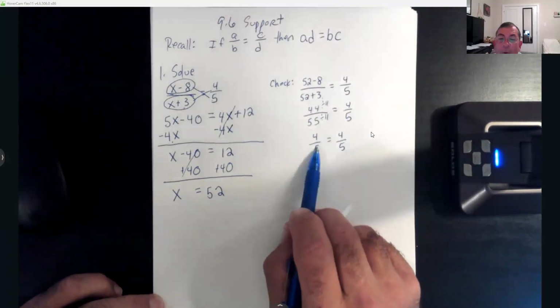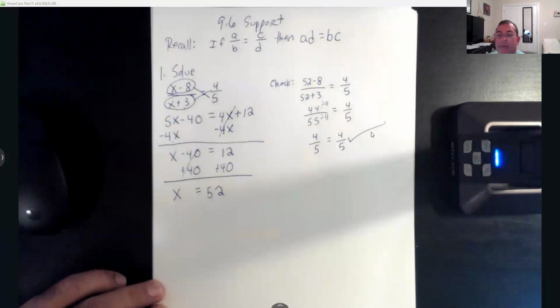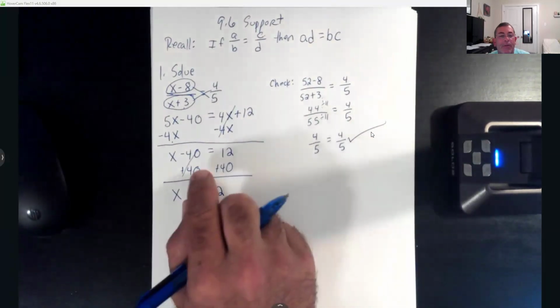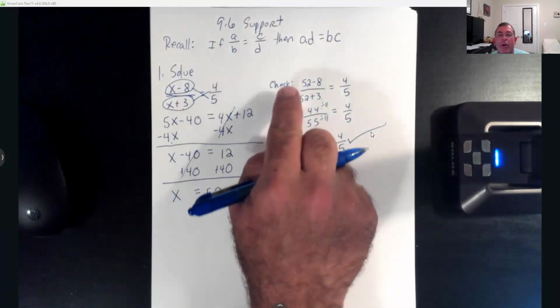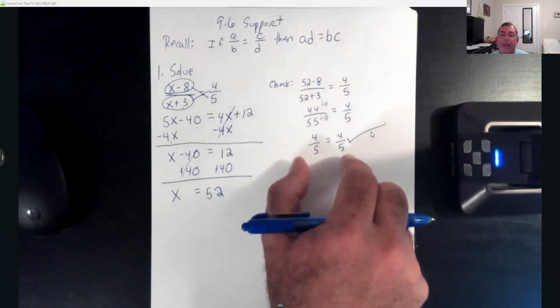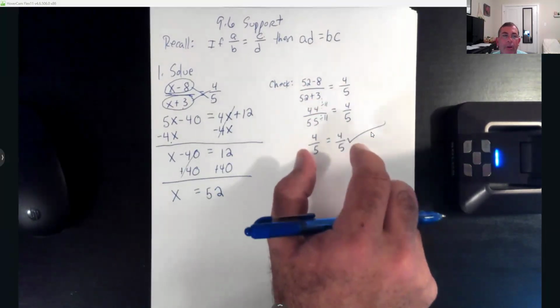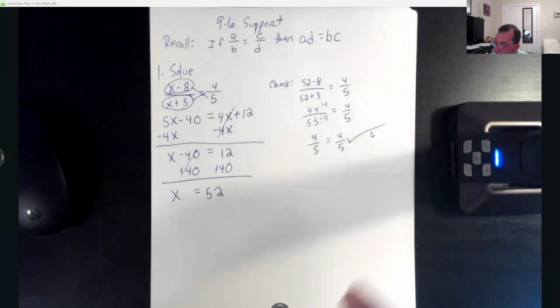Now notice it checks out. 4/5 equals 4/5. So that answer checks. So if you want to check your answers, that's all you're doing. Plug those answers in and see if it is a true situation going on, okay?